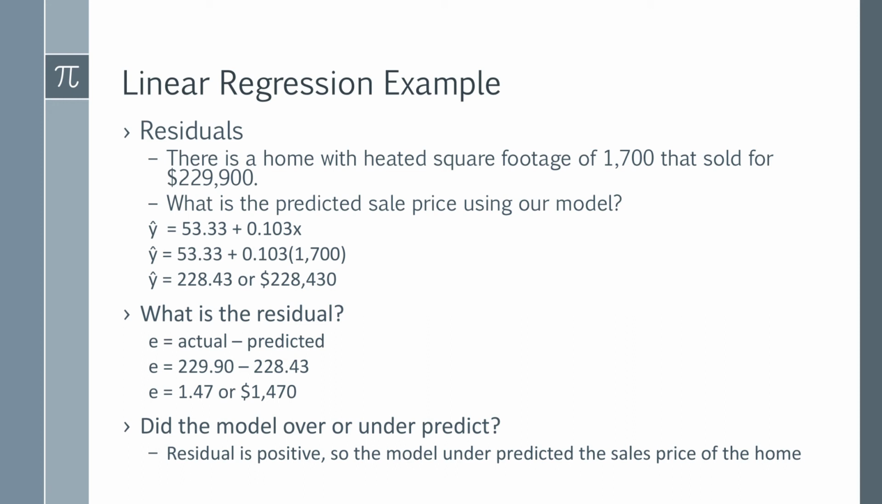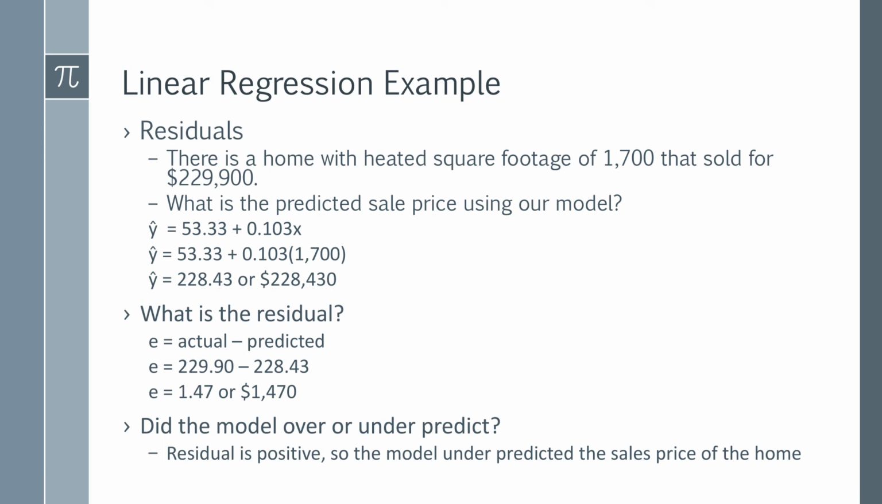So here we have a home that is 1,700 square feet, and it sold for $229,900. Okay, that's the actual data value. What's the predicted sale price using our model? So if we take our 1,700 and put it in for our X and then solve for our Y hat, we get that it is 228.43, or we could say that as $228,430. Okay, that's our predicted value.